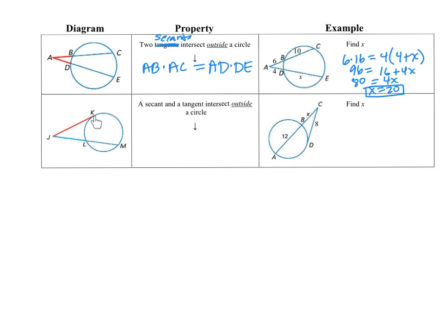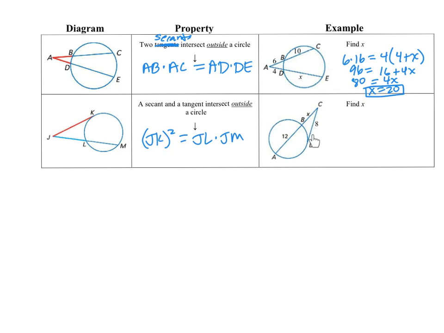So JK is the outside part. JK is also the whole tangent. So we're going to take JK times JK. So that means we're squaring JK. And that product is going to be equal to, let's look at the secant, break it into the outside part and the whole thing. So that would be equal to JL times JM. So JL times JM. Okay, so let's use that then to solve this last example.